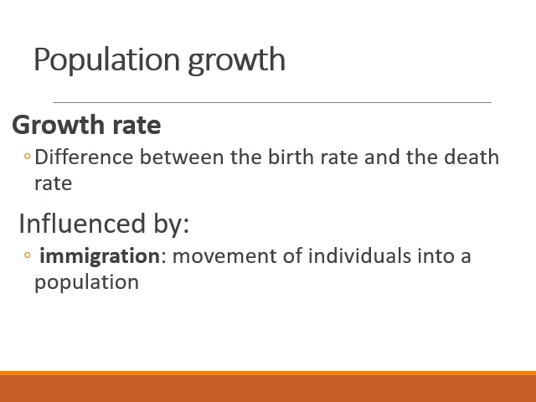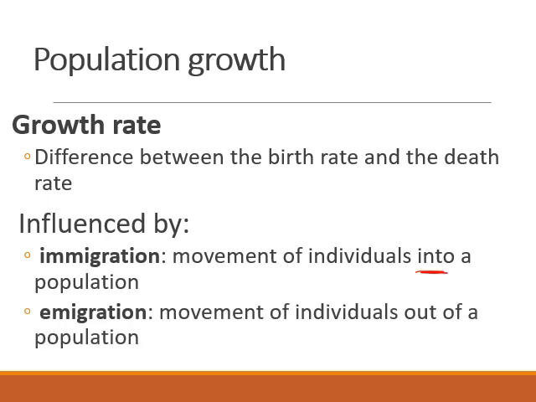So this is influenced by a few different things. One of them is immigration, which is the movement of individuals into a population, right? And the next one is emigration, which is movement of individuals out of a population. Okay, so growth rate is influenced by those things, as well as actual birth and death rate, obviously, as well.